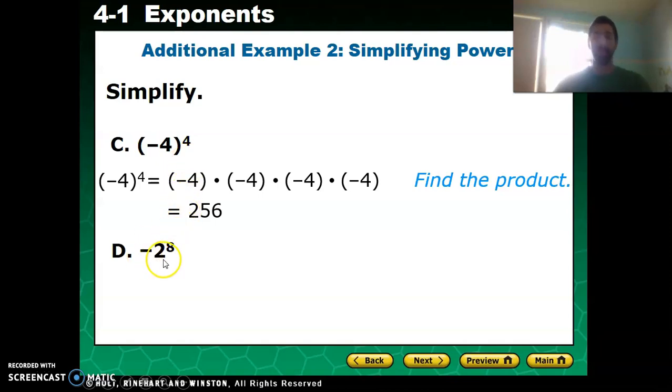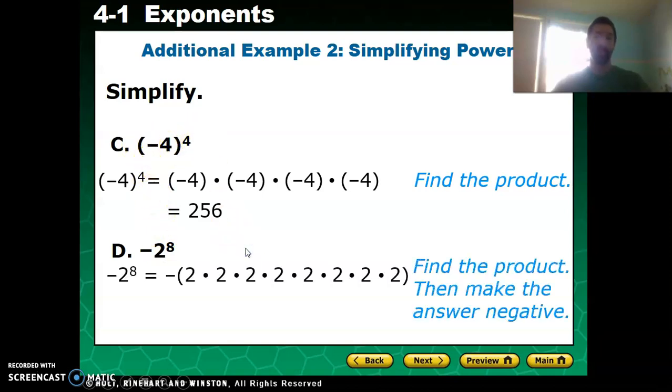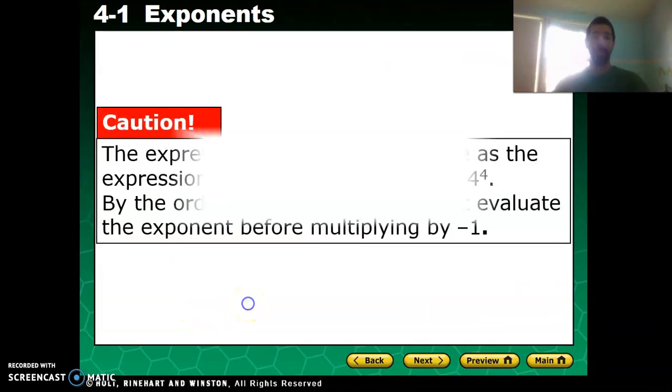Next one here is slightly different. See, no parentheses. So this is what it would look like. You'd have a negative on the outside, you'd have the parentheses inside, and then those 8 2's. If you have a problem like this, the answer will be negative, always. Even if there's an even number here, if the negative is right next to the number and it's not inside the parentheses, it's going to be negative. So make sure when you do the review questions, you review that and remember that.